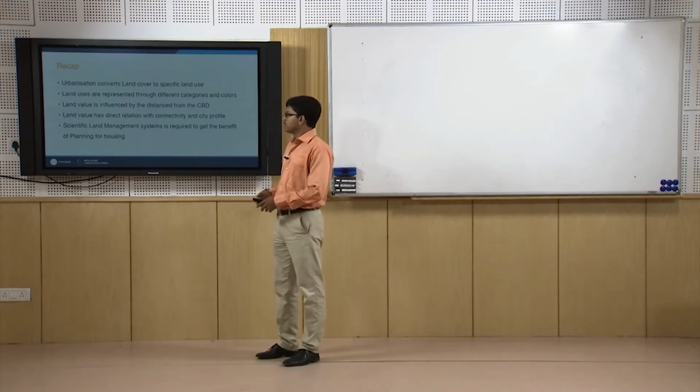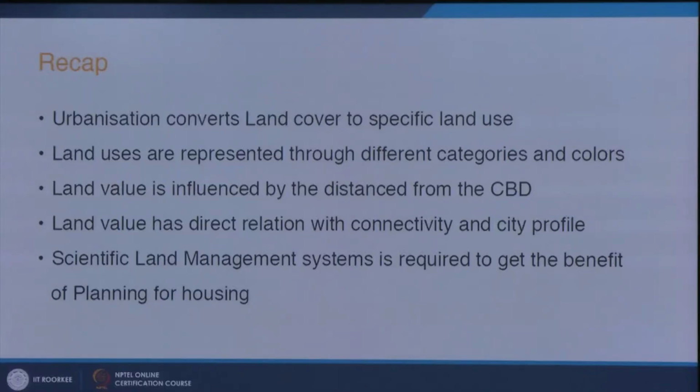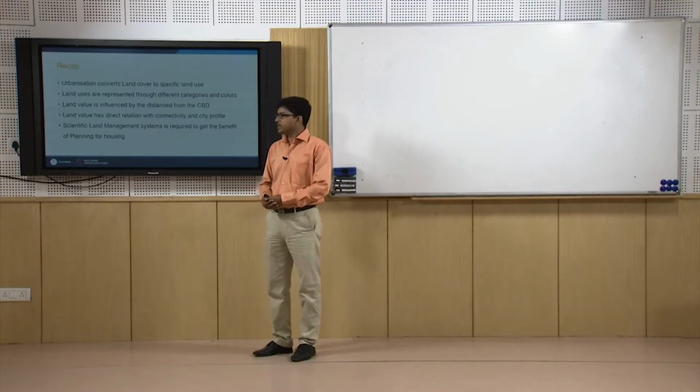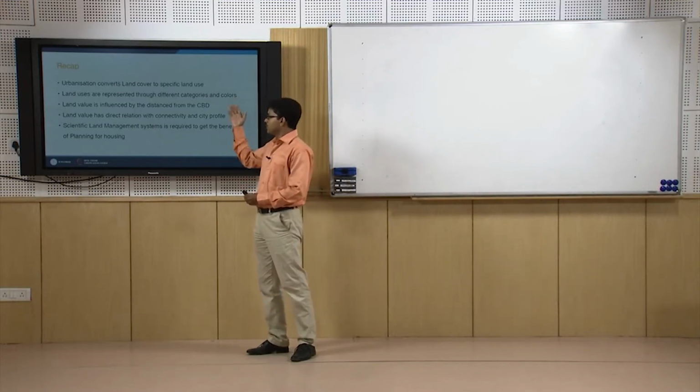We discussed the inevitable urbanization which converts the land cover to the specific land use. Land uses are represented through different categories and colors. We discussed that starting from residential, commercial, industrial, public, semi-public, transportation, green, recreational, all gross land use areas are represented with a specific color code.